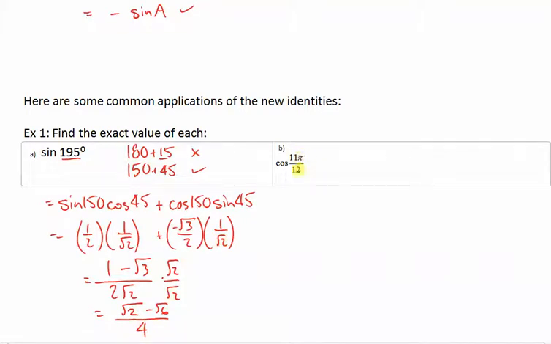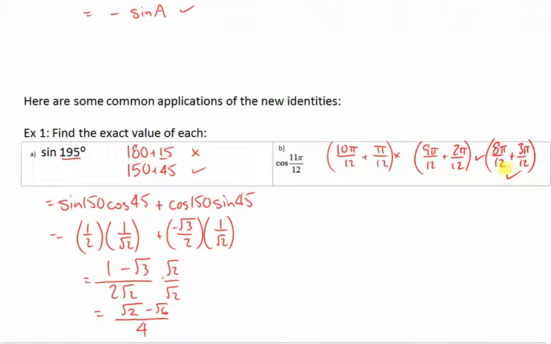Now give 11 pi by 12 a try. A hint before I ask you to pause is think of 11 pi by 12 as a sum or a difference of other values that are pi by 12 based, but that would simplify to special angles. Here are 3 possible options. Notice that pi by 12 is not helpful, so this first sum, though it's correct, isn't helpful, while the second and the third are. I'm going to choose this second one and work with that.